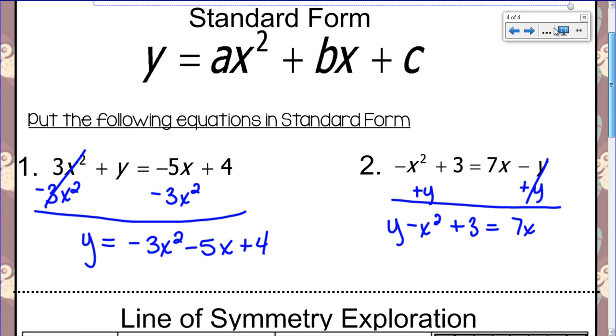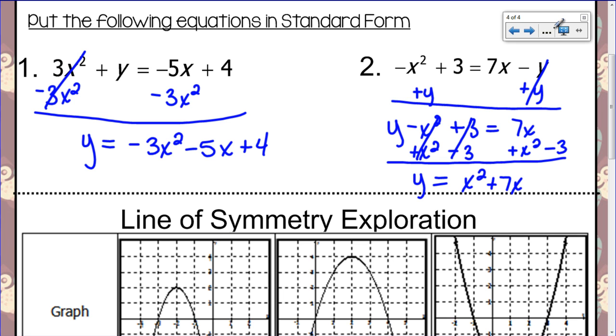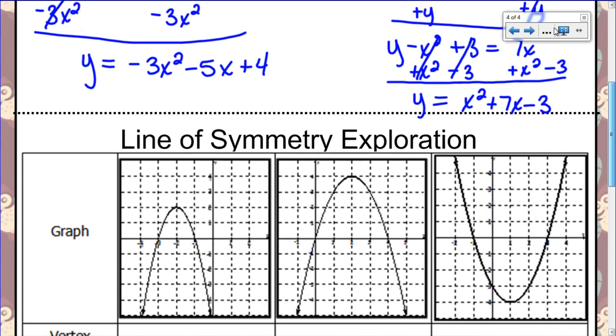So now I've got to get all of this other stuff, this minus x squared and this plus 3, to the other side. Well, to get rid of the minus x squared, I'm going to add x squared. And to get rid of the plus 3, I'm going to subtract 3. So these will both cancel. But over here, I also have to do plus x squared and minus 3. So when I write my equation in standard form, I've got y equals, the x squared comes first, so it's positive x squared, then the 7x, and then the minus 3. So there is that problem in standard form.